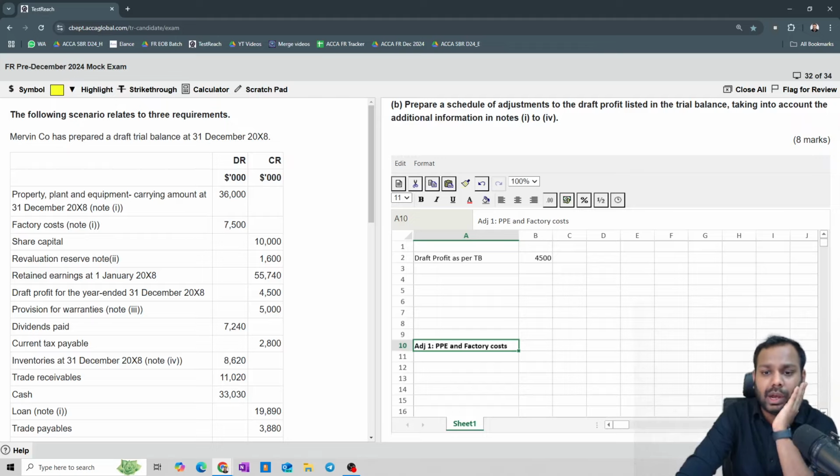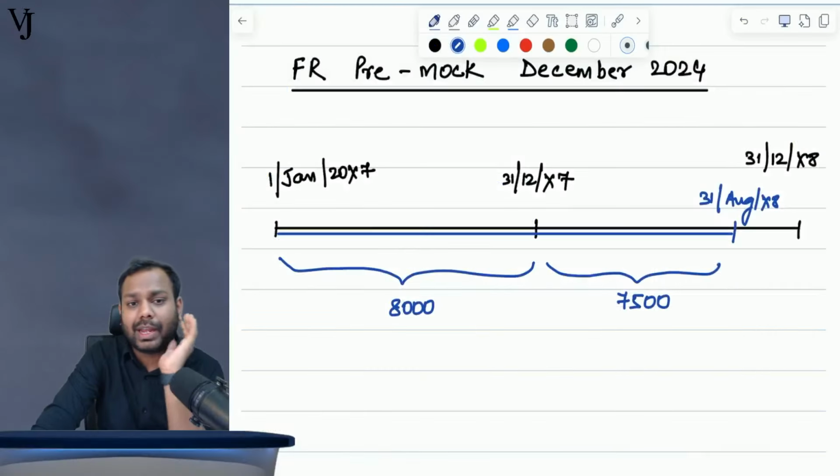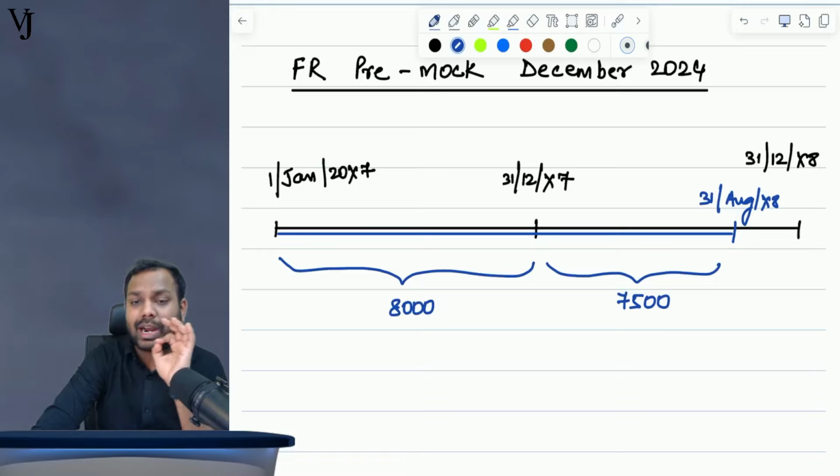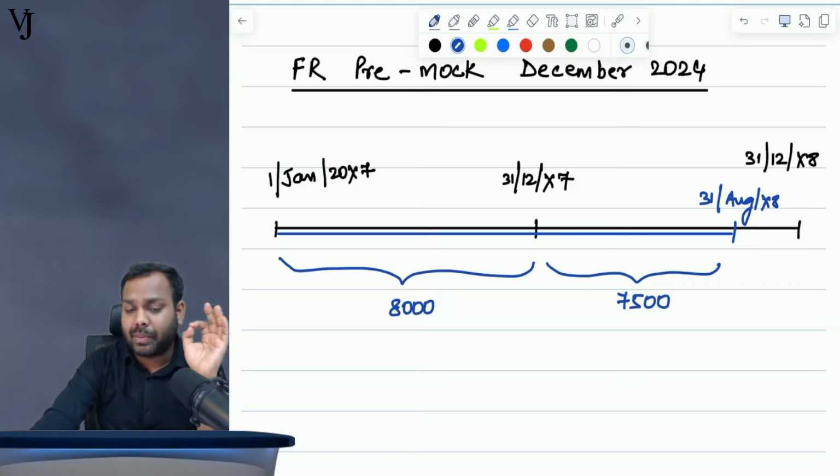Now, if I am coming back to my notes, can you understand what I am trying to say? Can you understand this diagram? Can you please confirm if this diagram is clear to all of you, guys?